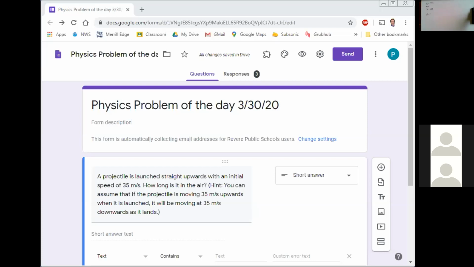How do we differentiate between upwards and downwards with our velocities? You guys know this. We have to make one negative, right? If downwards is negative, that means the final velocity is negative 35, right? So at the beginning, it's moving 35 meters per second upwards, so that's positive here. But when you get to the end of the problem, it's moving 35 meters per second downwards, so that's why we have to put negative for our final velocity.